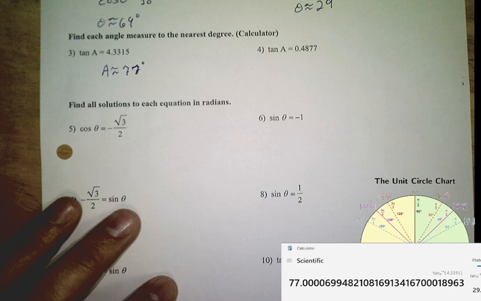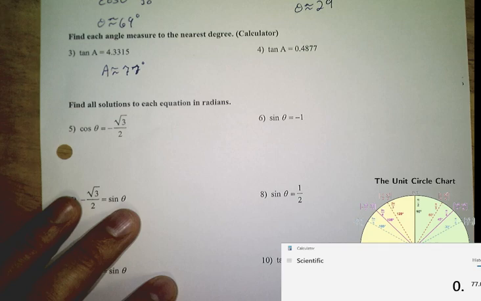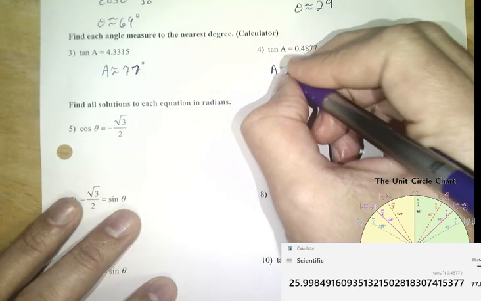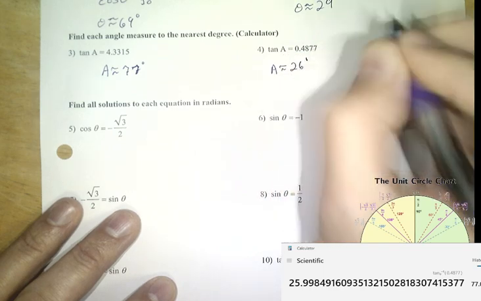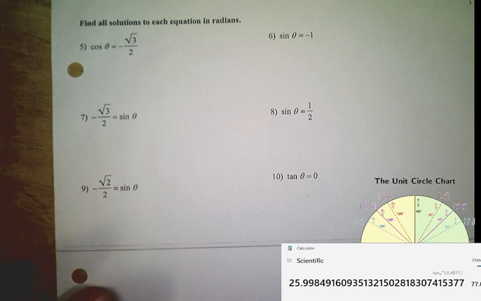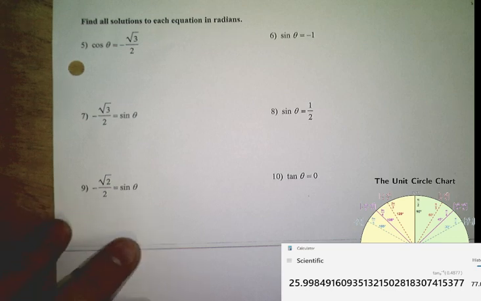And then finally, this last one is just some calculator practice to make sure you know how to type all these in. 0.4877. We want the inverse tangent of that one, and we get 26 degrees. So A is about 26 degrees.